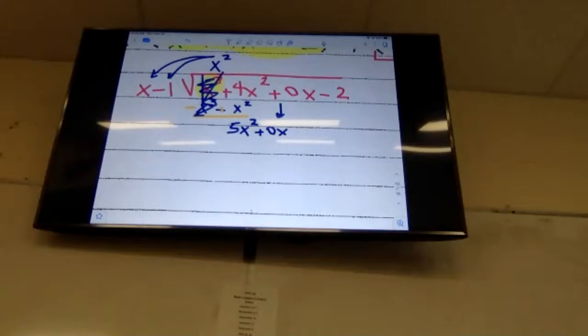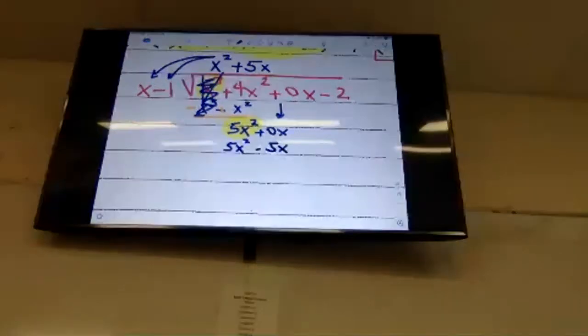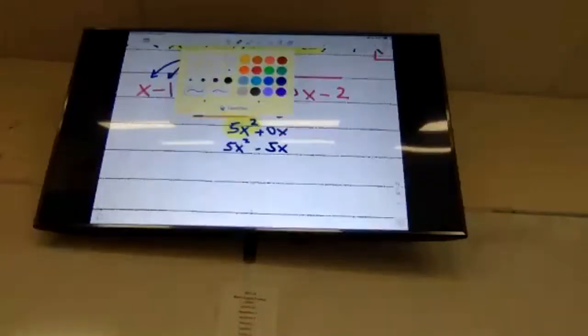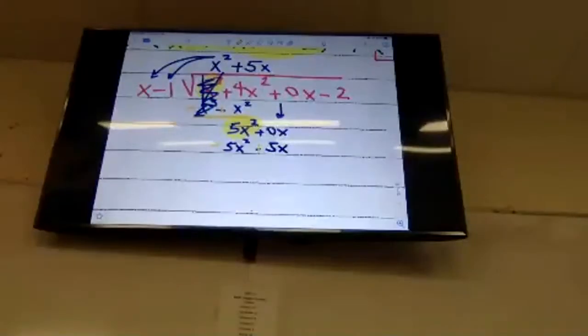Now I've got a new term that I'm looking at. So now I ask myself, what times x is going to give me 5x squared? 5x. And just like we multiplied x squared by both the x and the -1, we're going to multiply 5x by both x and -1. So that becomes 5x squared and then minus 5x. I like to switch my sign and draw my underneath part at the same time. So it's like all of these slashing together, switch all my signs. So now I can cancel out my 5x squareds. And I have just 5x.